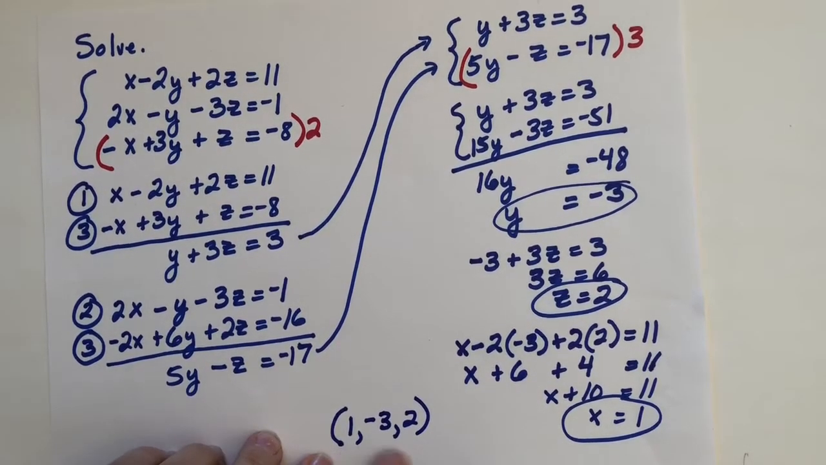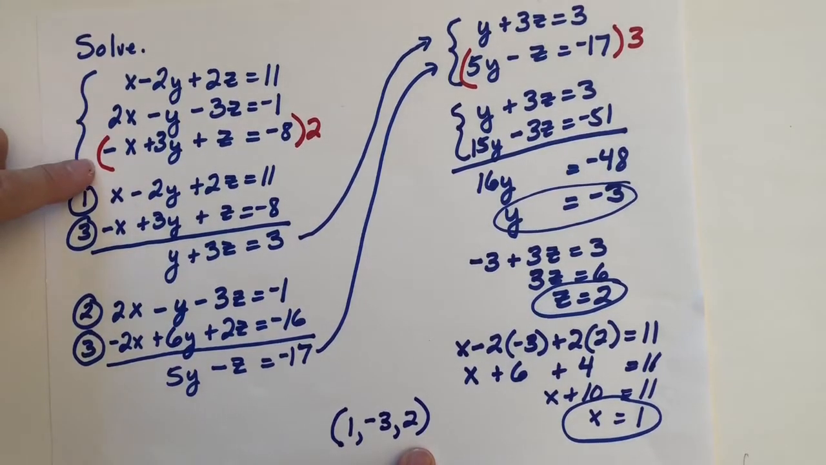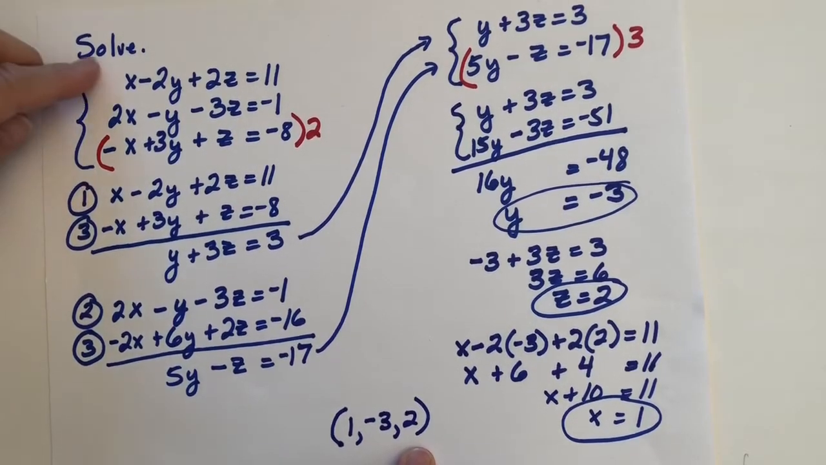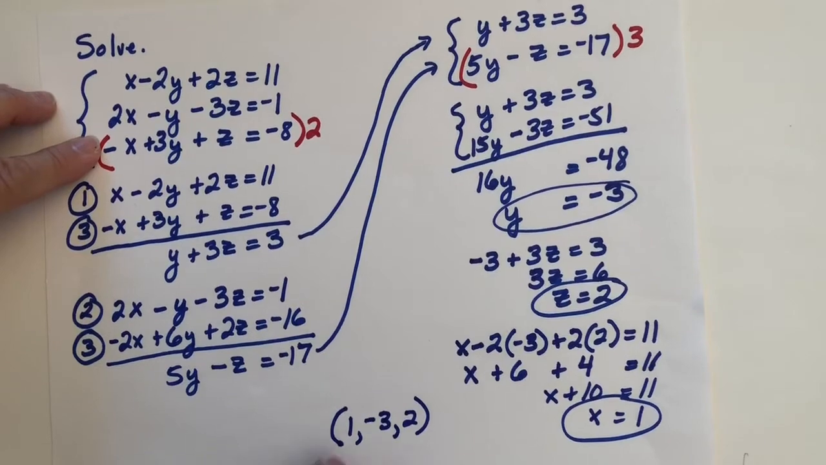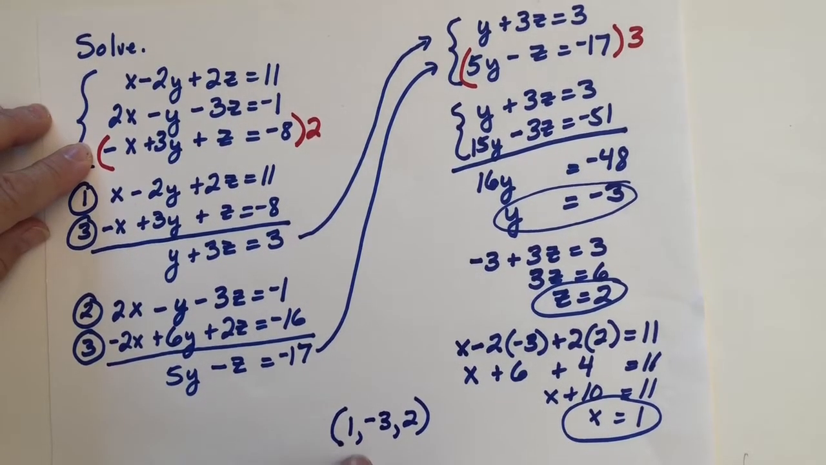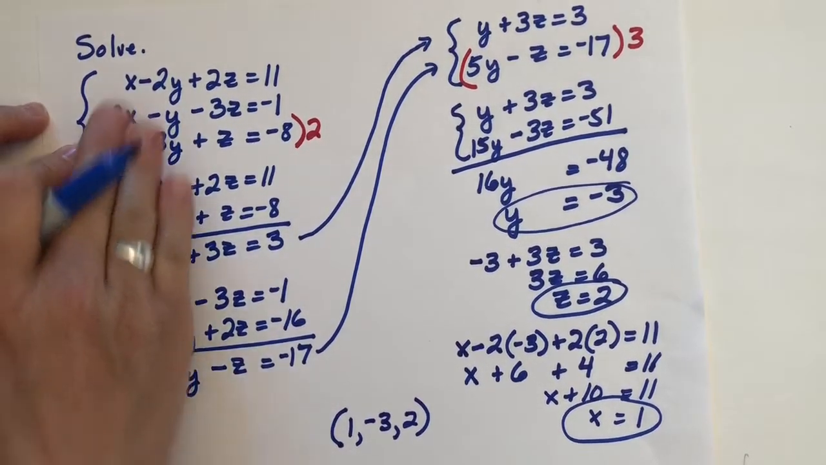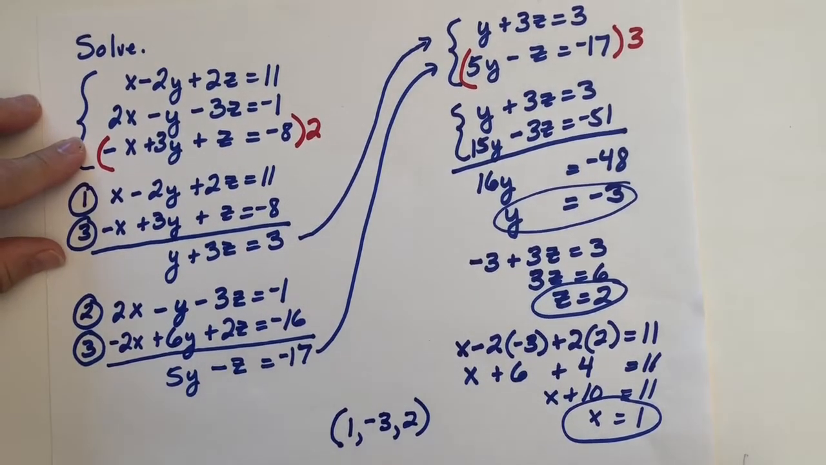And you could substitute this ordered triple into all three equations. And if it works in all three, you have confidence that you've done it correctly. If it fails in any of them, we know we have a mistake somewhere, because it should be a solution to all three. Let's do another one.